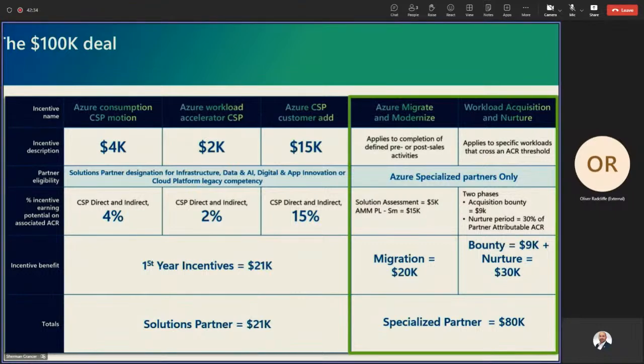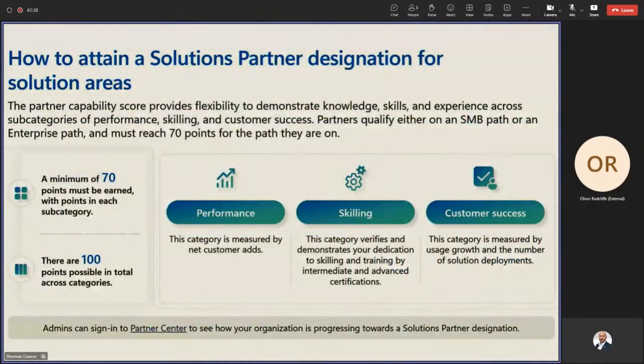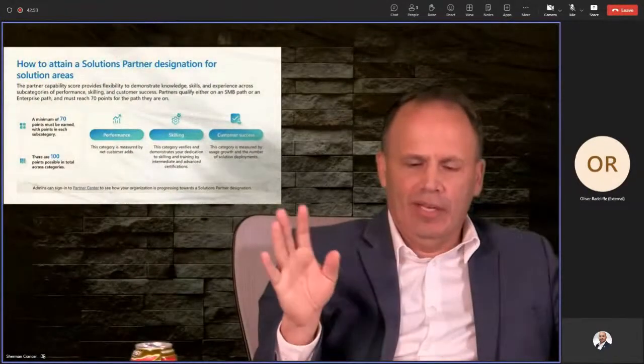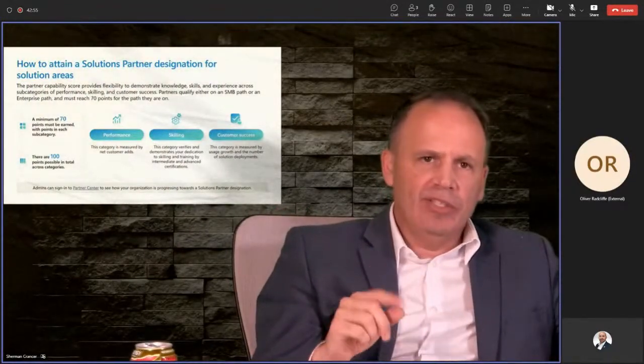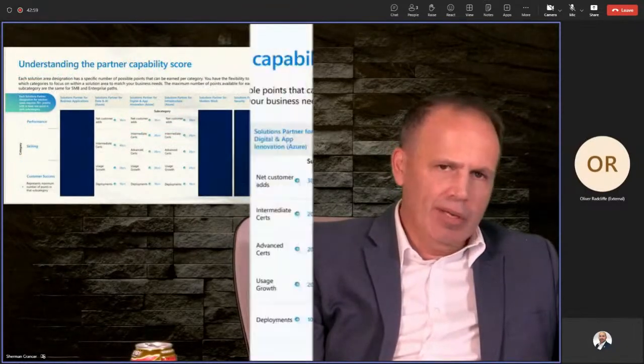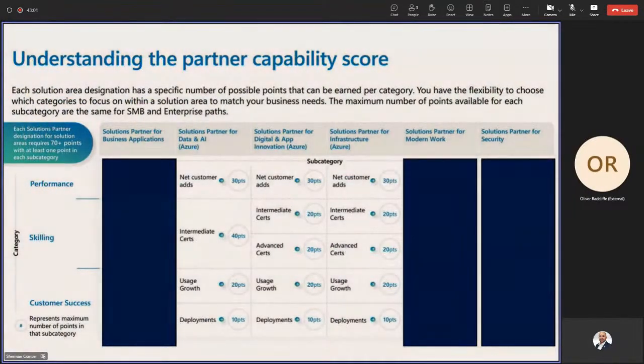Okay. All right. Let me show you here. So this is the same as it always has been. 70 out of 100 points you still have to get, right? You have to score in performance, skilling, or customer success. So it's one of the three things that we have to do. Okay, but let me show you this next slide, which is actually a nuance to it. So let me go ahead and get it closer up here.